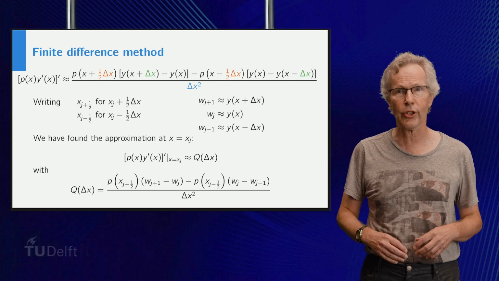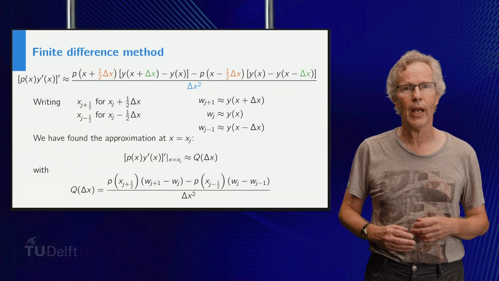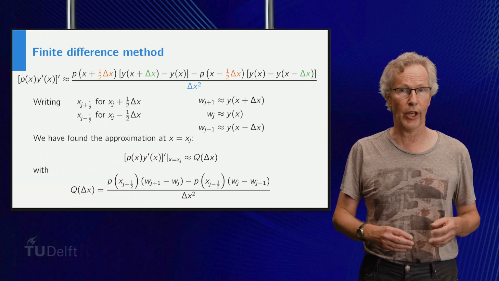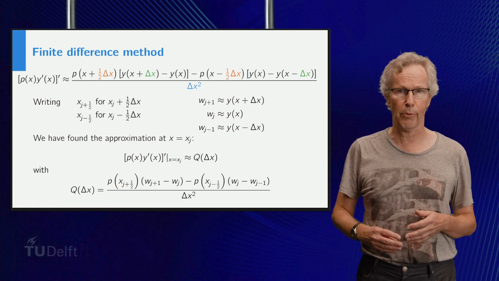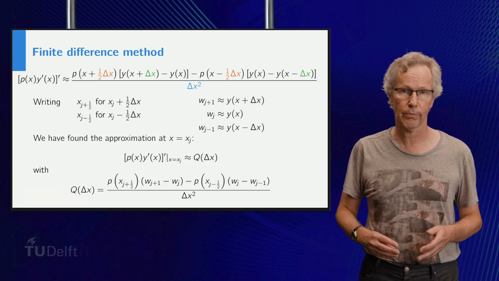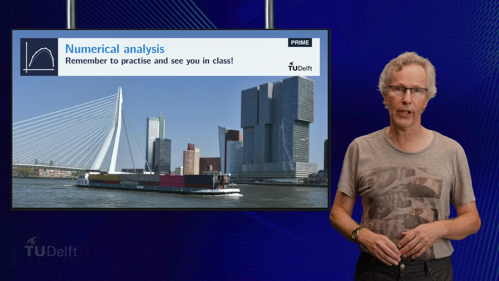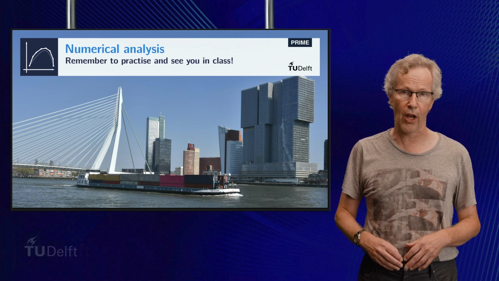P is a known function, so function values can be evaluated at arbitrary positions, including positions halfway between the grid points, and w_{j-1}, w_j and w_{j+1} are the approximations of the function values of function y at the grid points. We have reached our goal for this video. The formula we have derived here will later be used in class.